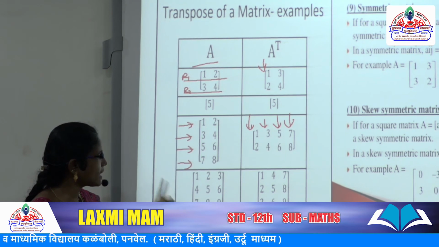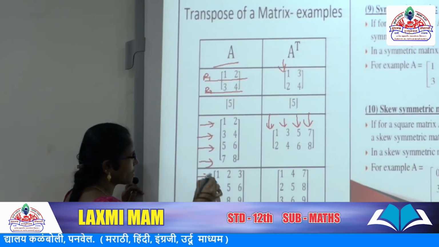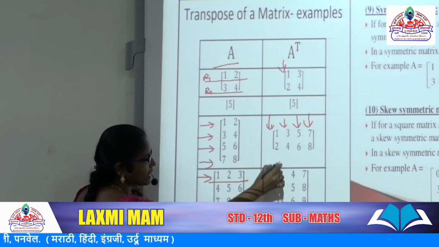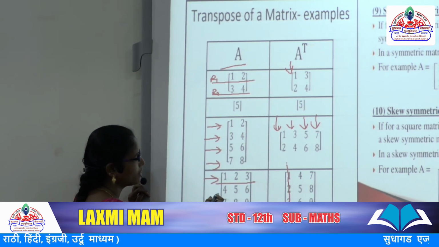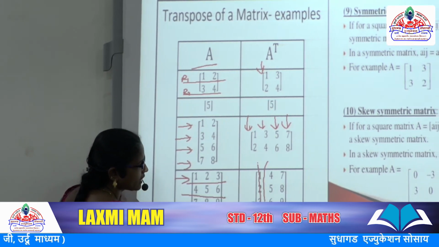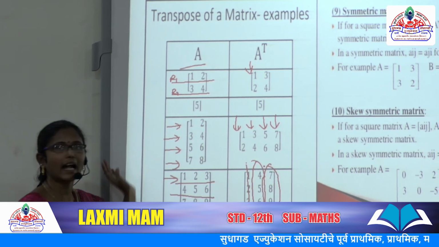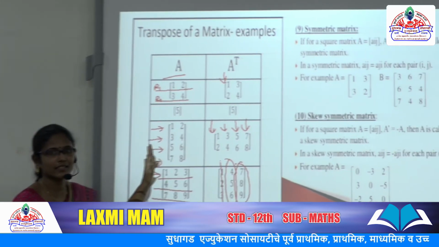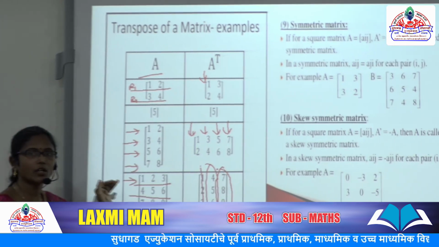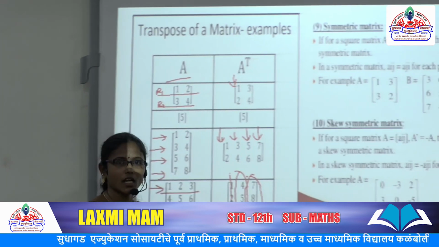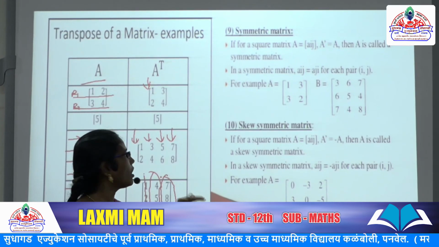And the last example, same method. See here, what is the first row? 1 2 3, that is written in a column; 4 5 6 here, 7 8 9 here. This is the transpose of a matrix. You have to change the rows into columns.